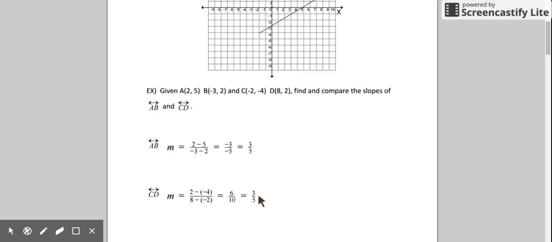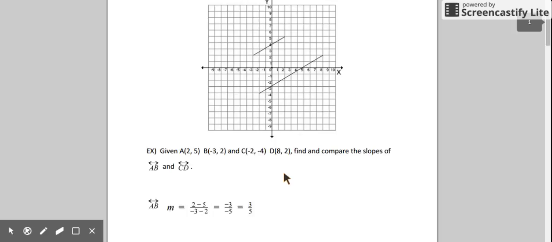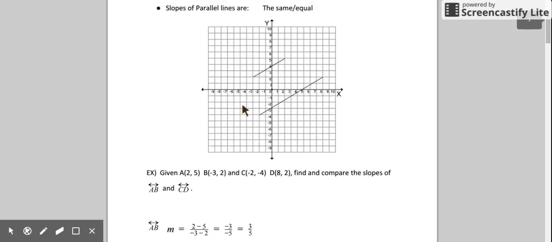So now we can compare our slopes. They seem to be the same. They're equal. Let's plot these points. If I plot point A at 2, 5, and I plot point B at -3, 2, then I have line AB here. If I plot point C at -2, -4, and point D at 8, 2, then here is line CD, and we can visualize that they do look parallel.